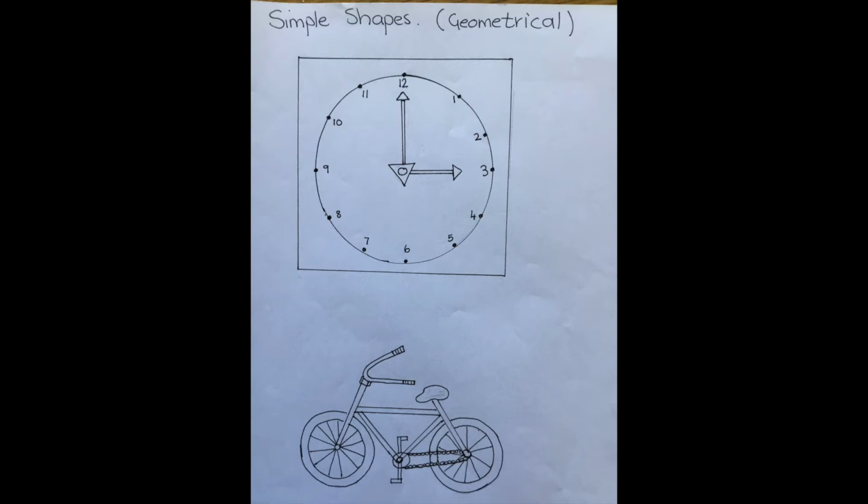Let's have a quick look at this picture of simple shapes. We have a square. Inside our square we have a circle, and inside our circle we have a triangle for the middle of our clock. We have rectangles for the arms of the clock, two triangles for the pointers, and then we have our clock. If we have a look at our bicycle, we have circles for the wheels and the tires. We have a triangle for part of the frame. We have a semicircle for our handlebars, a triangle for our seat, and our pedals are little rectangles as well.